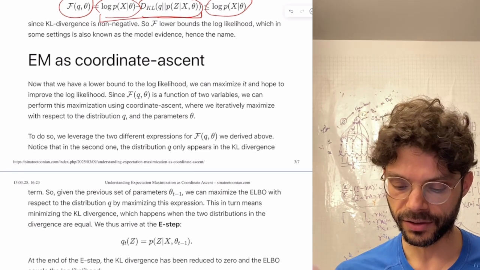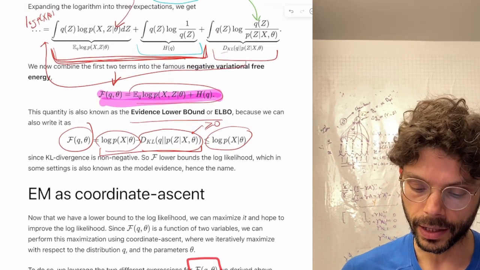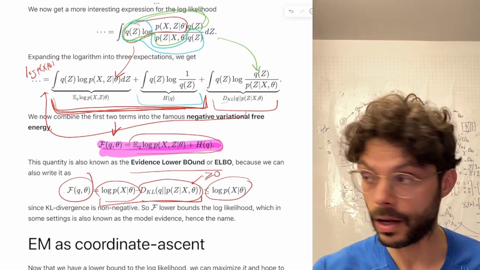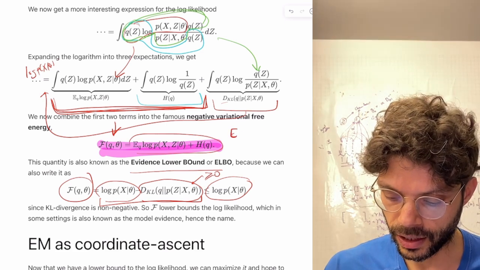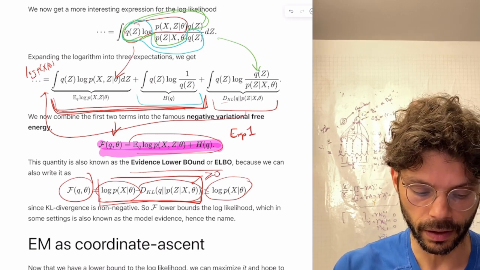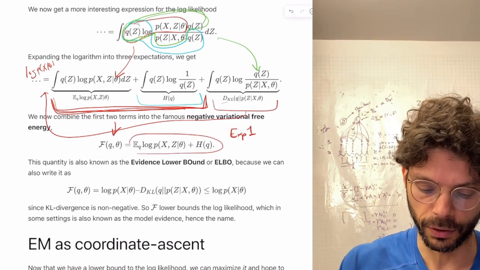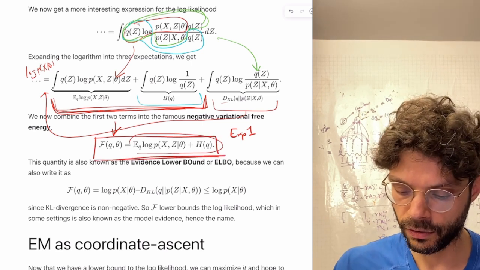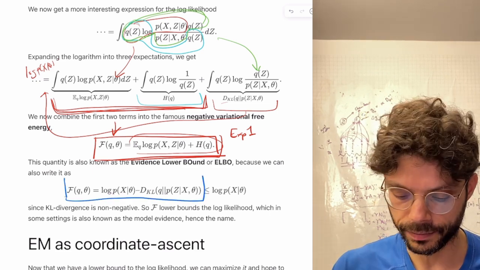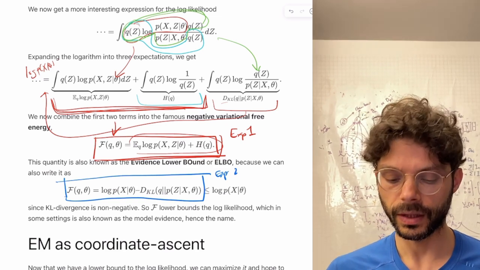So how are we going to do this coordinate descent? Well, this is the next cool thing. We're going to use the fact that we've actually got two different expressions for F of q, theta. We've got this initial definition, which we're going to call expression 1. And then we've got this second expression here. So we're going to highlight two things. This is one expression, super important. And this is another, equivalent expression, also super important. This is expression 2. Both of these are useful.